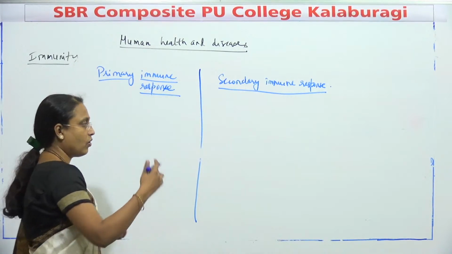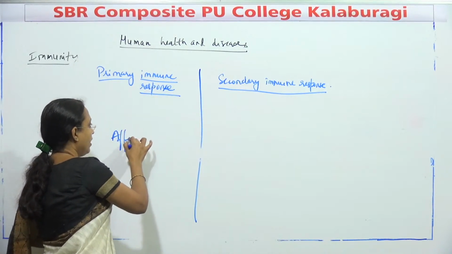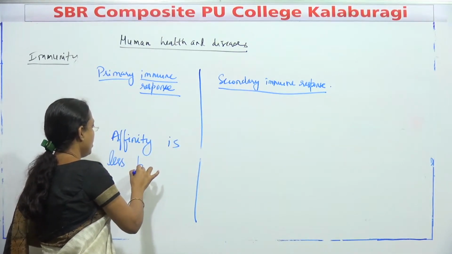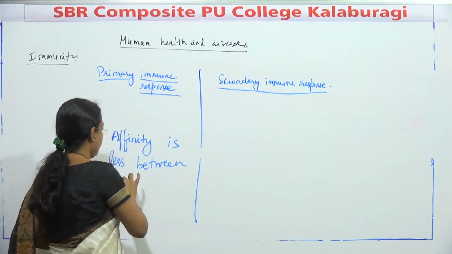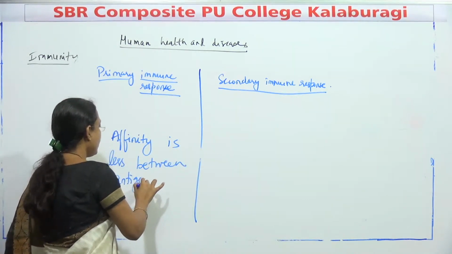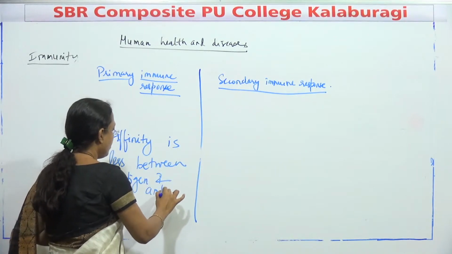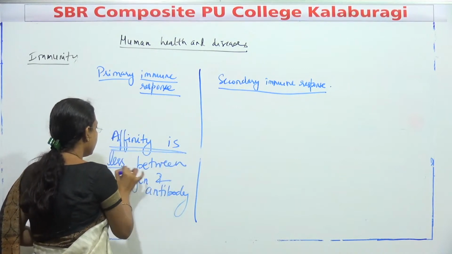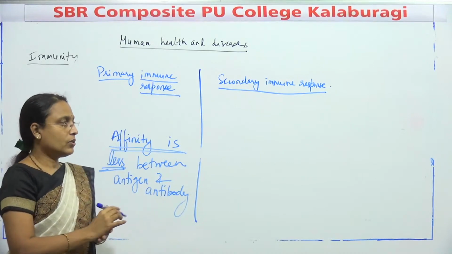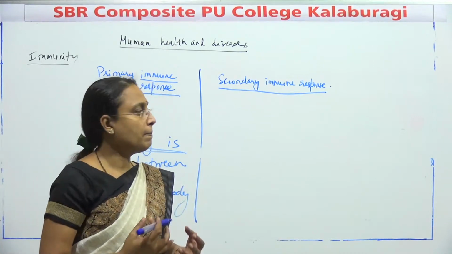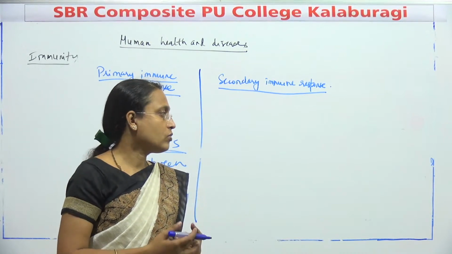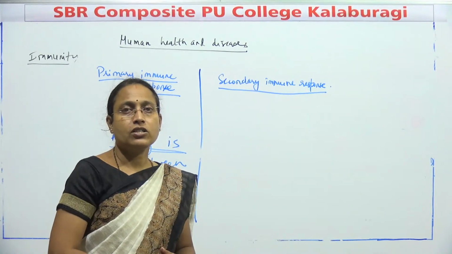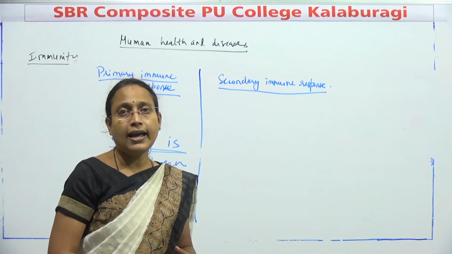Affinity is attraction or how strong they bind. Affinity is less between antigen and antibody. So affinity is less. Okay. So interaction of antigen antibody again involves the basic chemical forces, hydrogen bonds, van der Waals forces, hydrophobic interactions, hydrophilic interactions like that. Various types of interactions are supposed to be there even between an antigen and antibody.